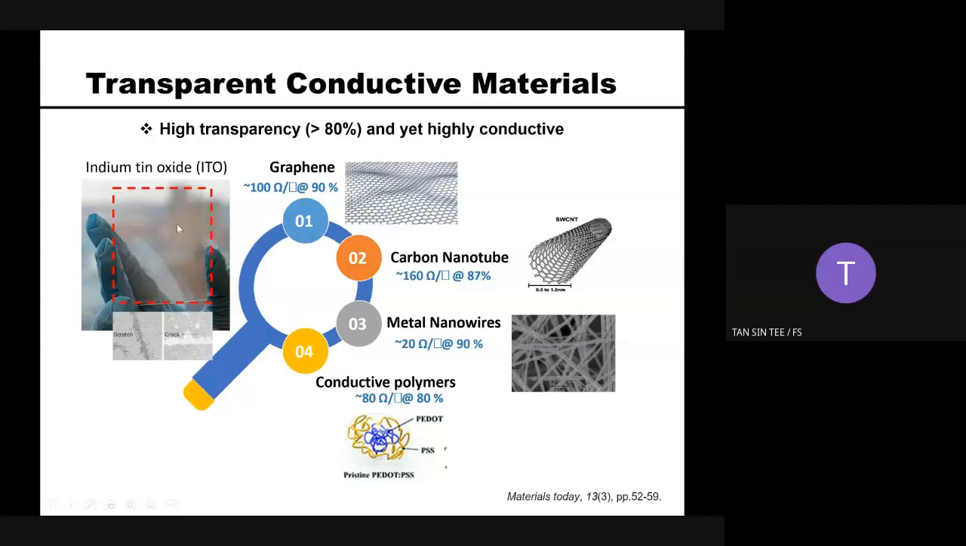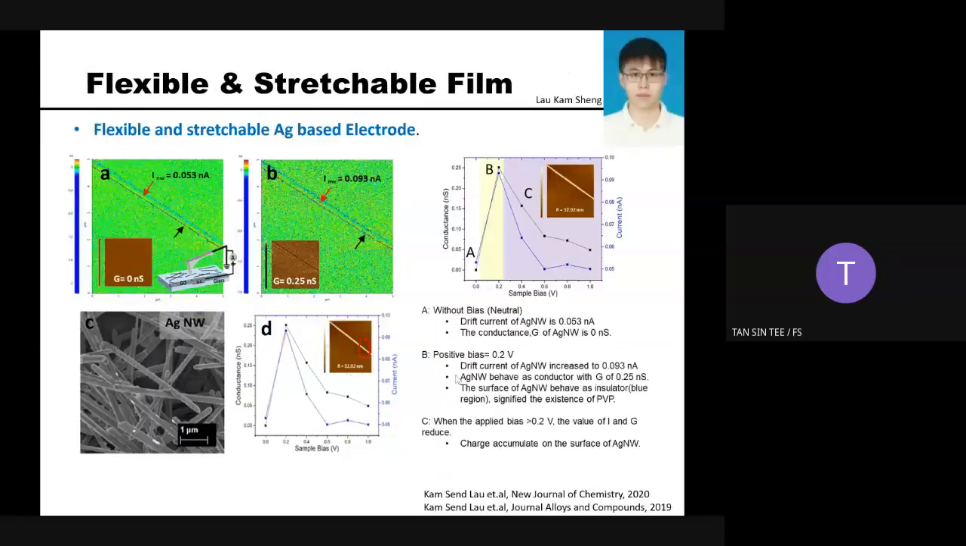So people are now working on flexible device conducting materials, like applying graphene, which has about 100 ohm to 90% transparency. They are also working on carbon nanotubes, metal nanowires, or conducting polymers, trying to alter the transparency and also the conductivity of the material to be used in flexible devices.